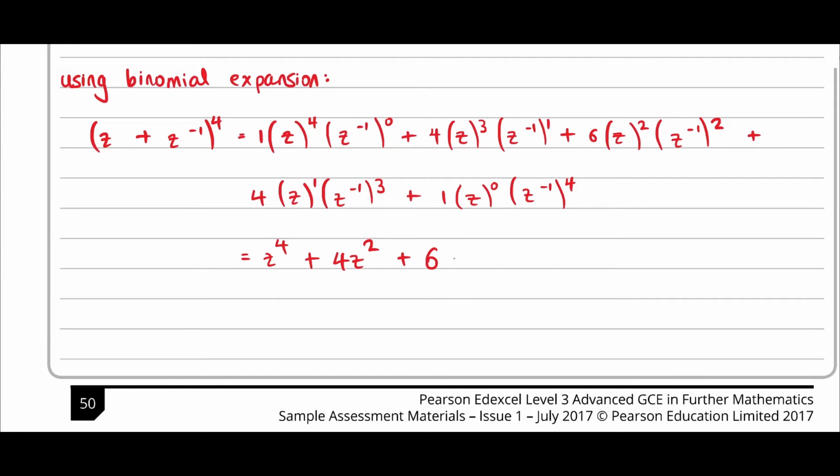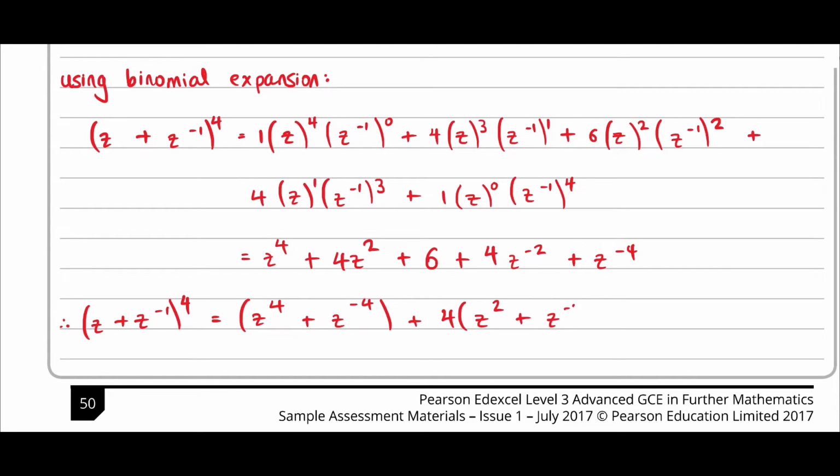And then for the next term, we have z to the 1 times z to the minus 3, which is z to the minus 2. We multiply that by 4. And then finally, we have z to the minus 4. And if we collect like terms and simplify, tidy this up a bit, z plus z to the minus 1, all to the power of 4. If we group the terms together, we have z to the 4 plus z to the minus 4, squared plus z to the minus 2 plus 6.